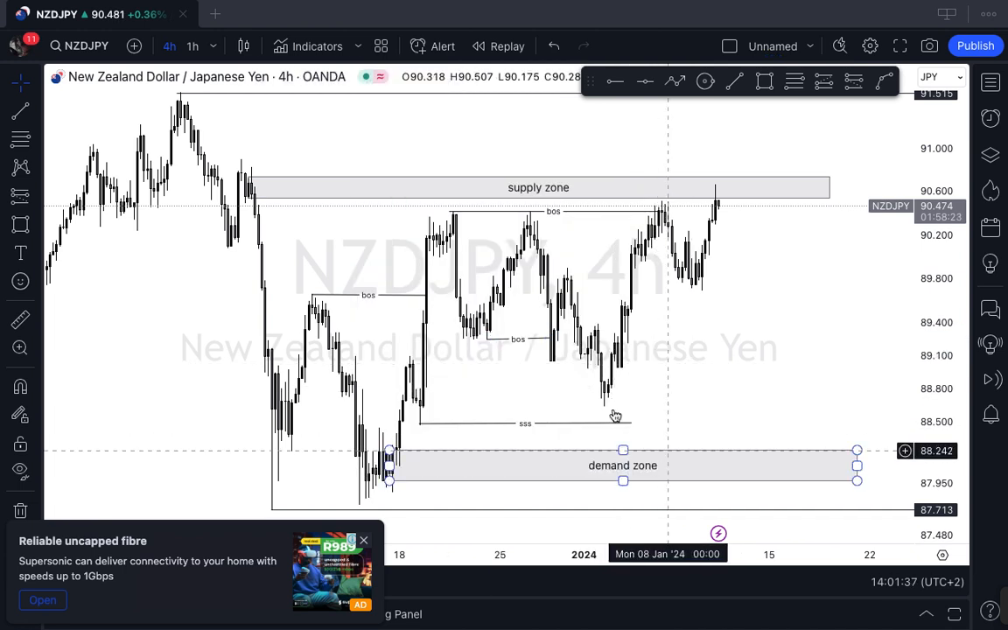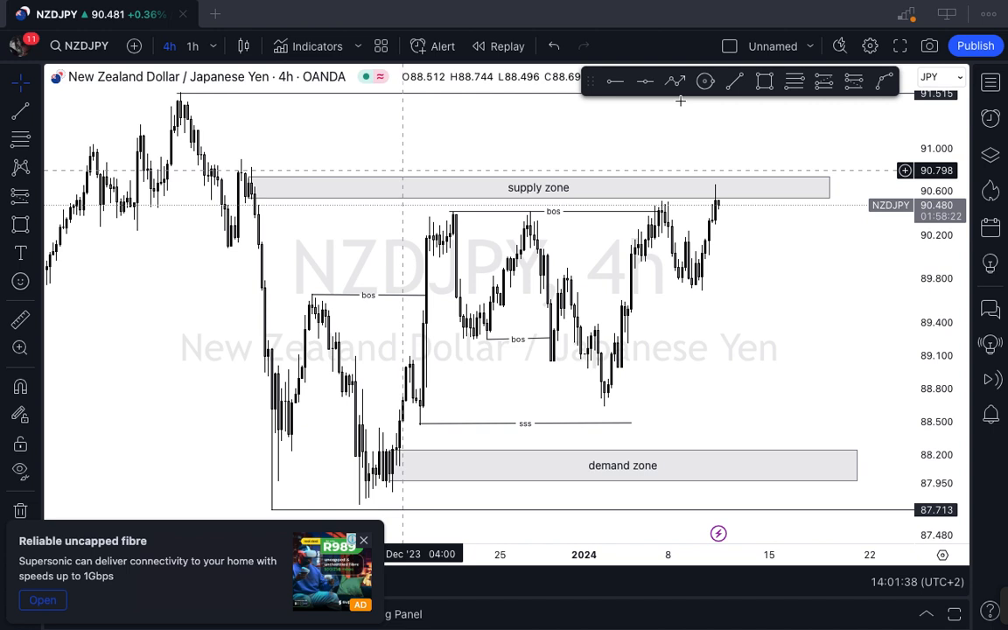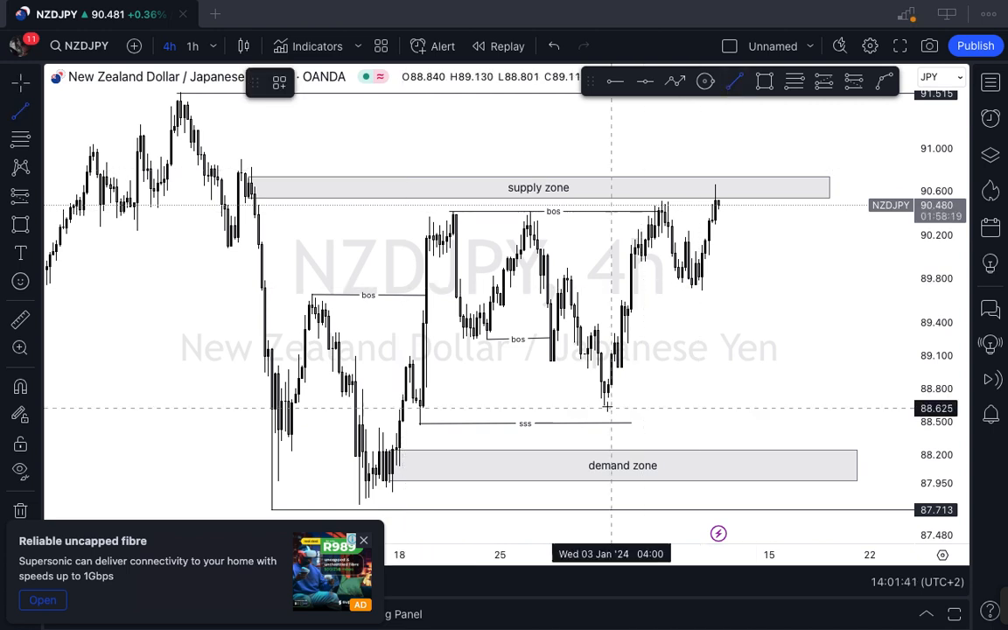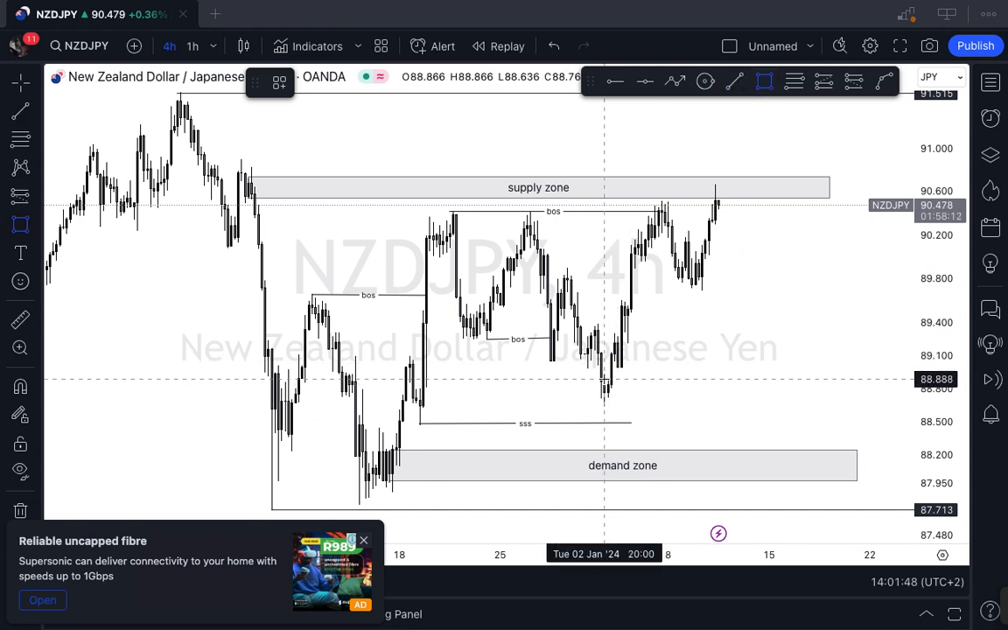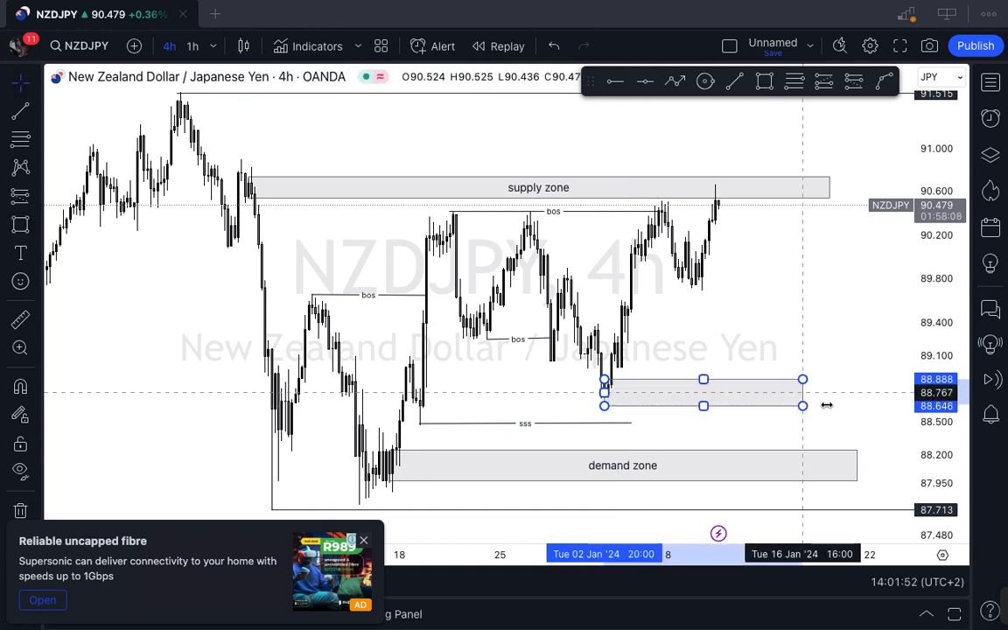And then also here we have a liquidity area here, but definitely we will mark this zone as our second demand zone. You understand? Our liquidity is below that price.